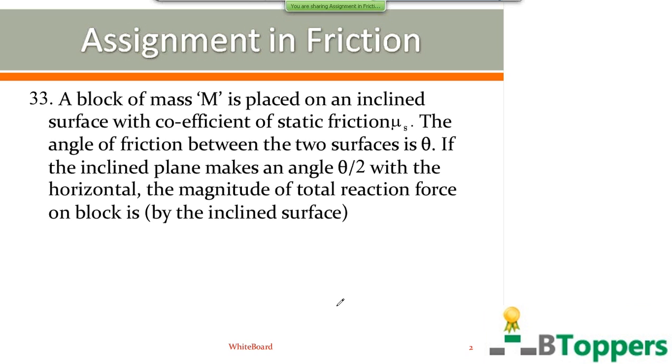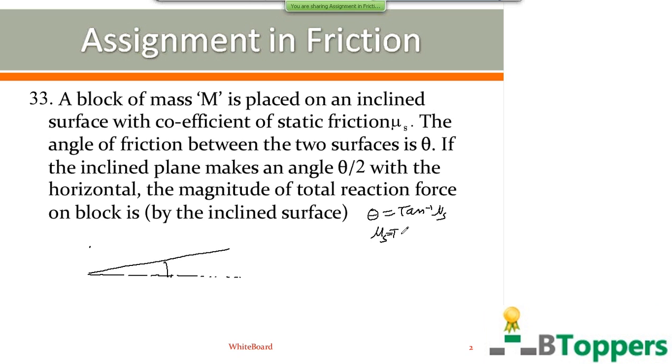This question is similar to the earlier question, but the only difference is that in the earlier question they asked to find the magnitude of friction on the block, whereas in this case we are asked to find the magnitude of the total reaction force on the block by the inclined plane, or what we call the contact force. Even in this case, the angle of friction is denoted by theta, which can be written as tan inverse μs, or μs equal to tan theta here.